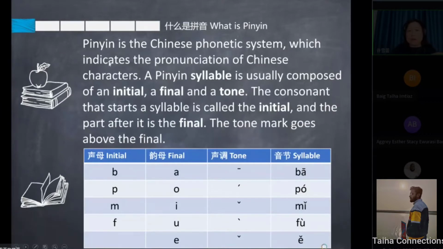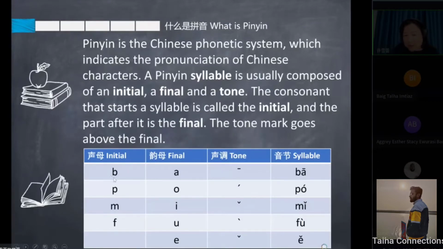All right, now here's the definition. Pinyin is the Chinese phonetic system, which indicates the pronunciation of Chinese characters. A pinyin syllable is usually composed of an initial, a final, and a tone. The consonant that starts a syllable is called the initial, and the part after it is the final. And the tone mark goes above the final. Now here are some examples.